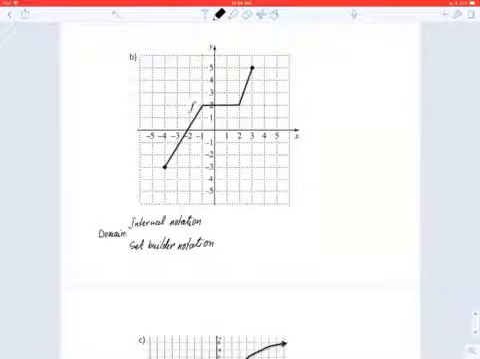Next, I have a graph. So we know a graph shows us the relation by showing the ordered pairs. So the first point that is on the relation is this point here, -4 and -3. We have another point here. Let's say this point also has an x and a y coordinate. Each point on the graph belongs to the relation.